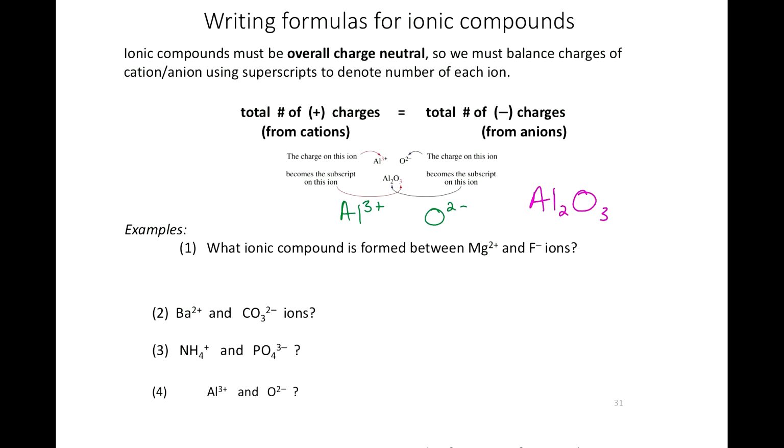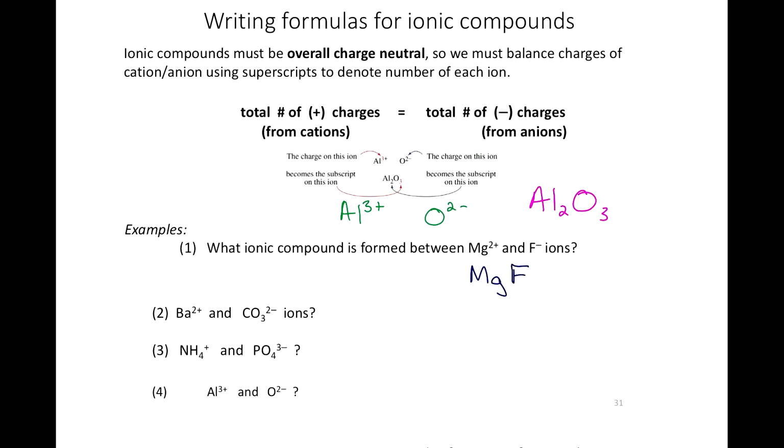So let's just do some practice combining positive and negative ions to ensure they're charge neutral. Write the full ionic compound when you form it between magnesium and fluorine ions. So how many magnesiums are in my formula? 2?